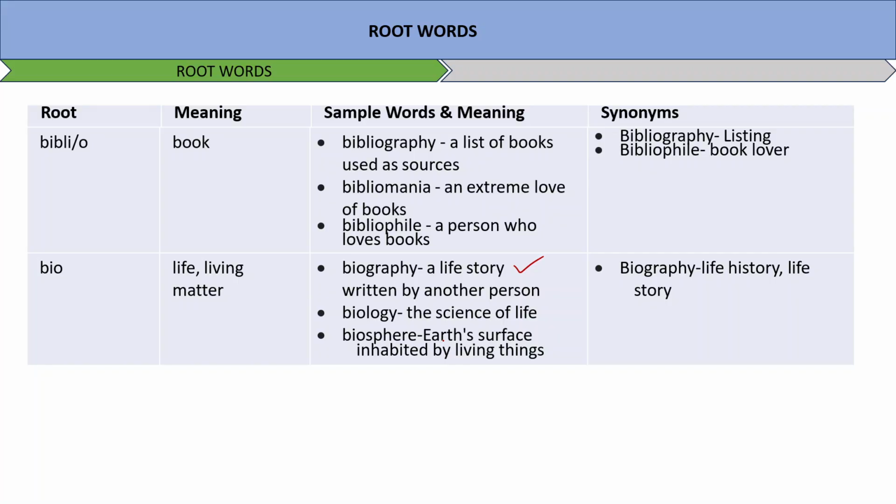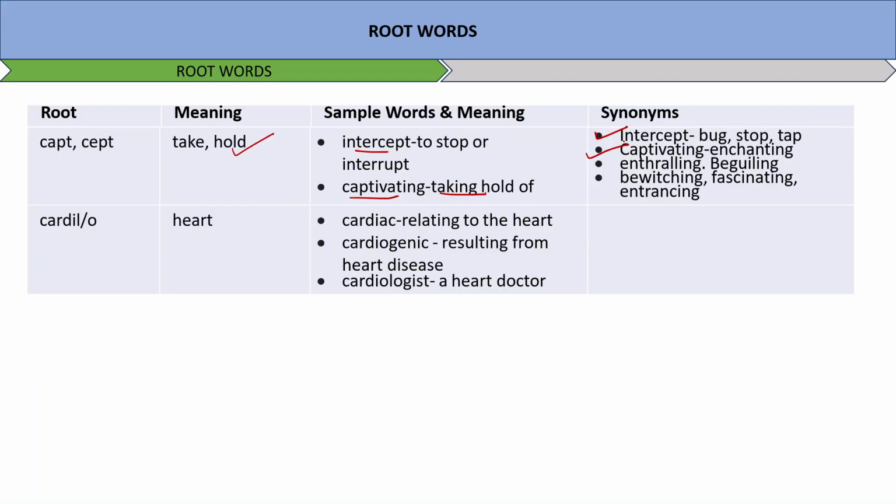Capt and cept means take or hold. Intercept, to stop or interrupt. Captivating, taking hold of. Synonyms would be intercept, captivating, bug, stop, tap, captivating, enchanting, enthralling, beguiling, bewitching, fascinating, entrancing.